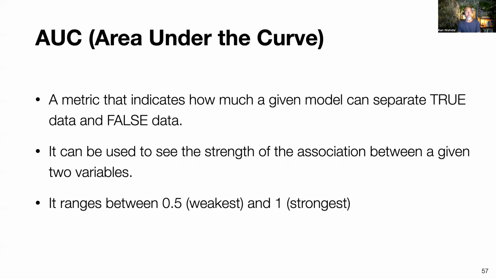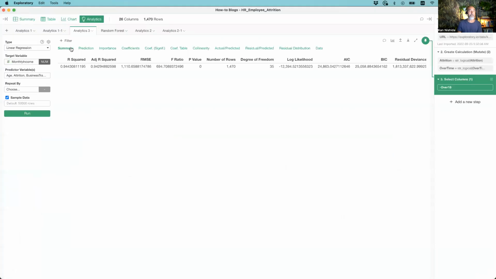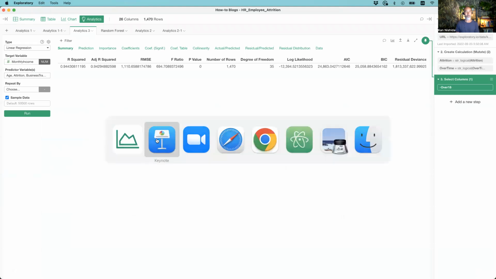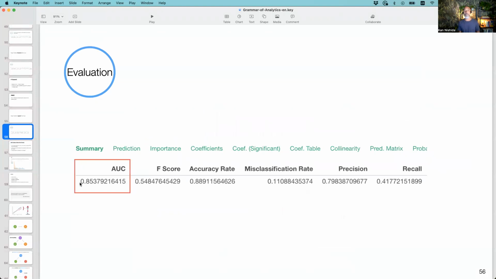So that's AUC. Here, sorry, this is the linear regression. I have a screenshot here. When you see something like 0.85, that's pretty good, but not 1. So it can't predict 100%, but at the same time, it's closer to the one side, not the 0.5. So it's pretty good by using these variables.